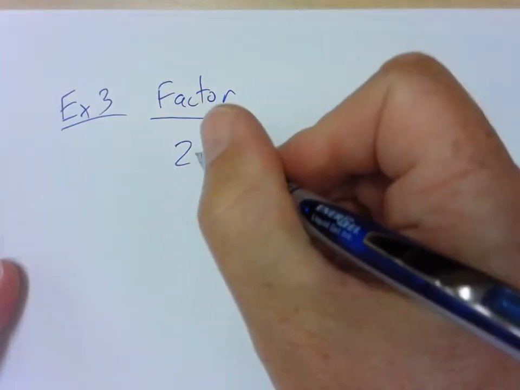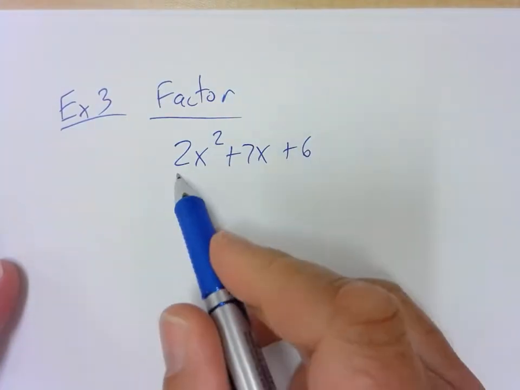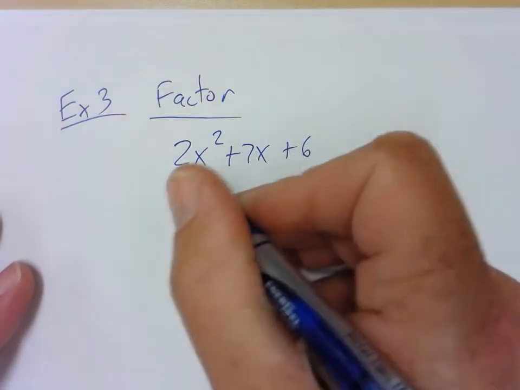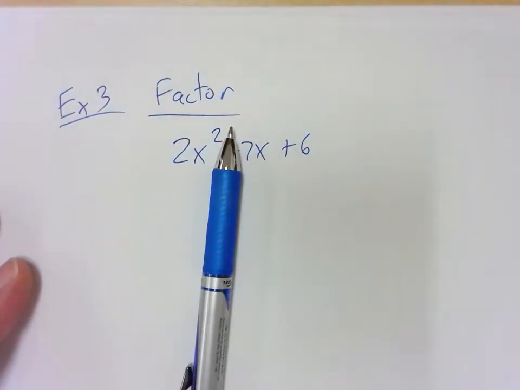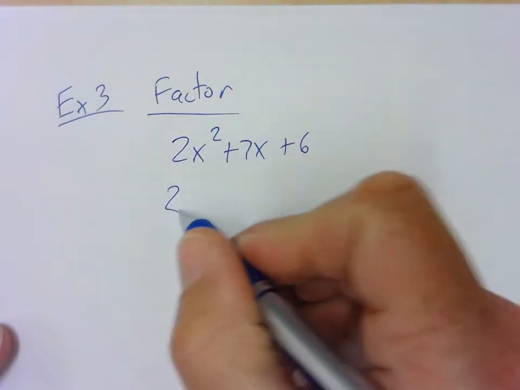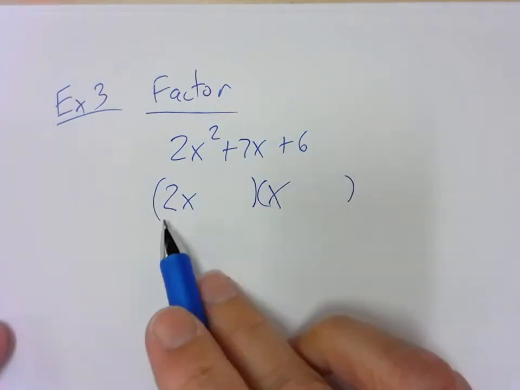We're going to put a number in front on this one. So instead of having a as 1, which makes life easy, a is now 2. So I have to make the 2x squared. Well, luckily 2 is a prime number, so I can make it 2x and 1x, or just x. So this times this makes the front.